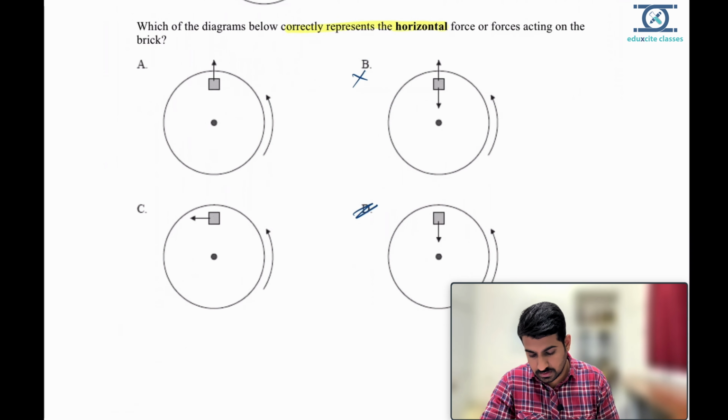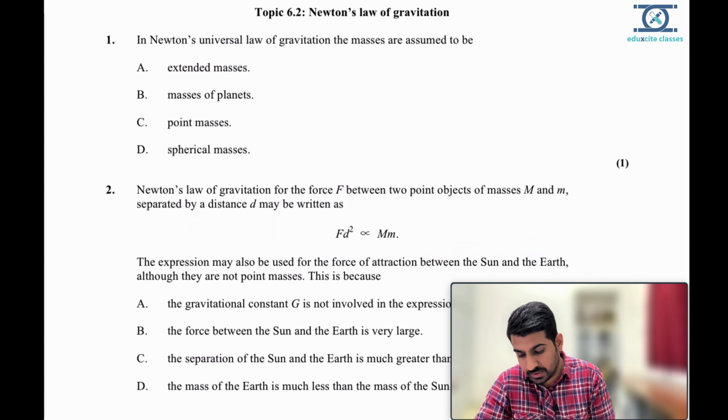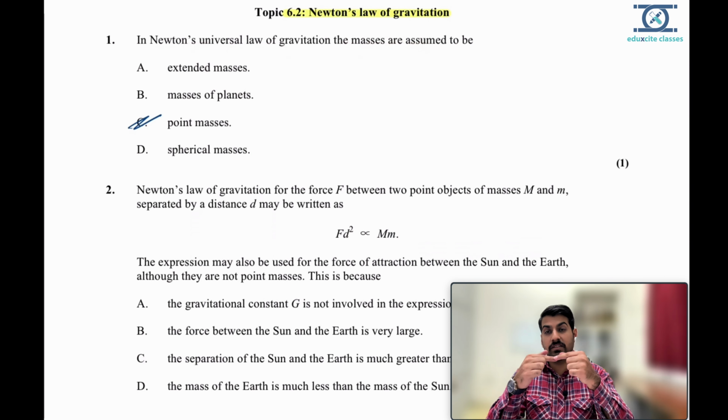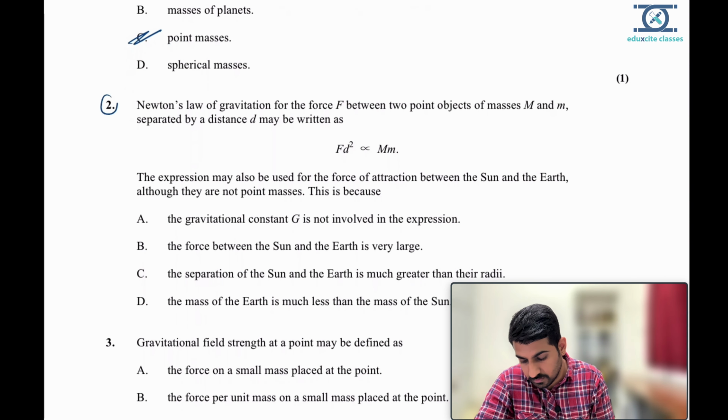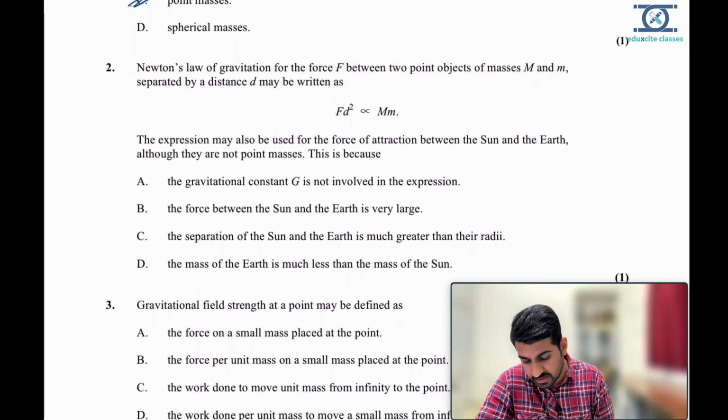Now 6.2, Newton's law of gravitation. In Newton's law of gravitation, we assume the masses to be point masses, and we take the distance from the center of those two masses. Question number 2. Newton's law of gravitation gives the force F between 2 point objects of mass M and small m separated by a distance d. The expression may also be used for the force of attraction between the sun and the earth, although they are not point masses.